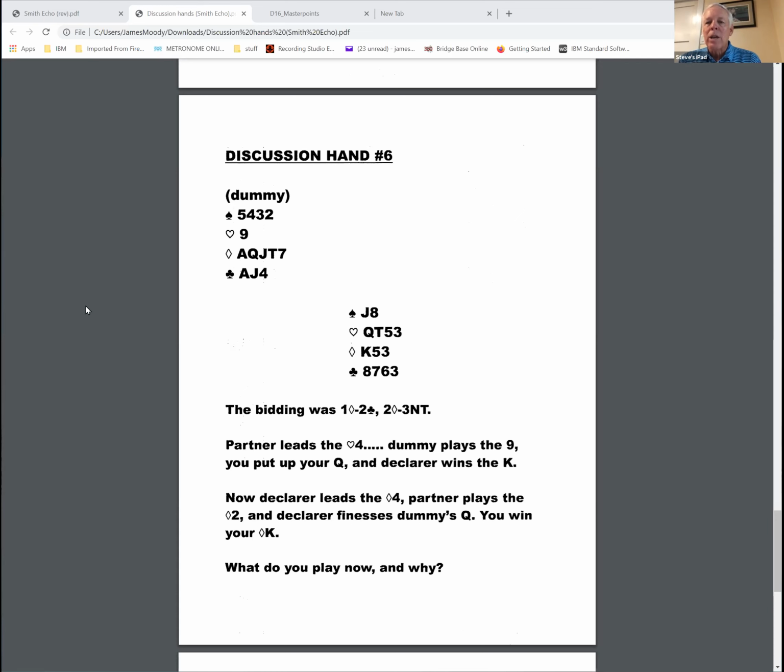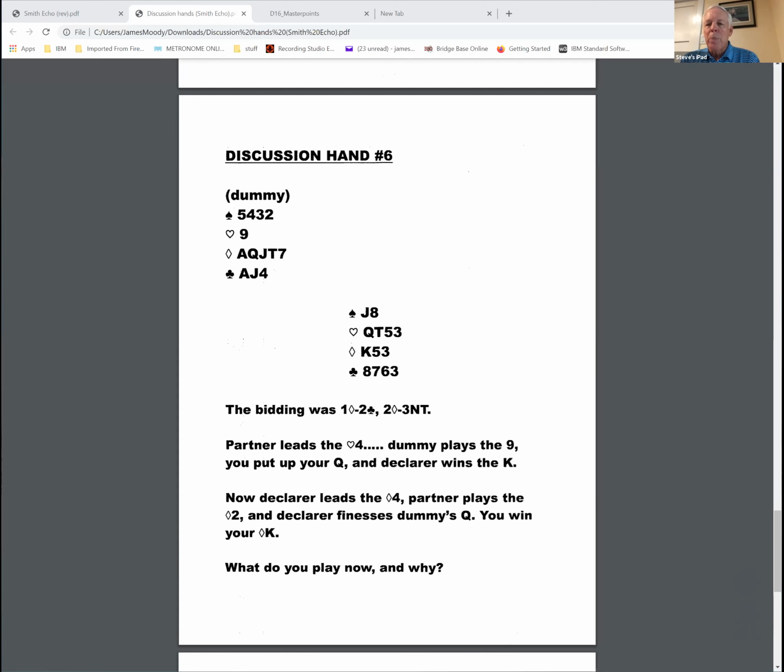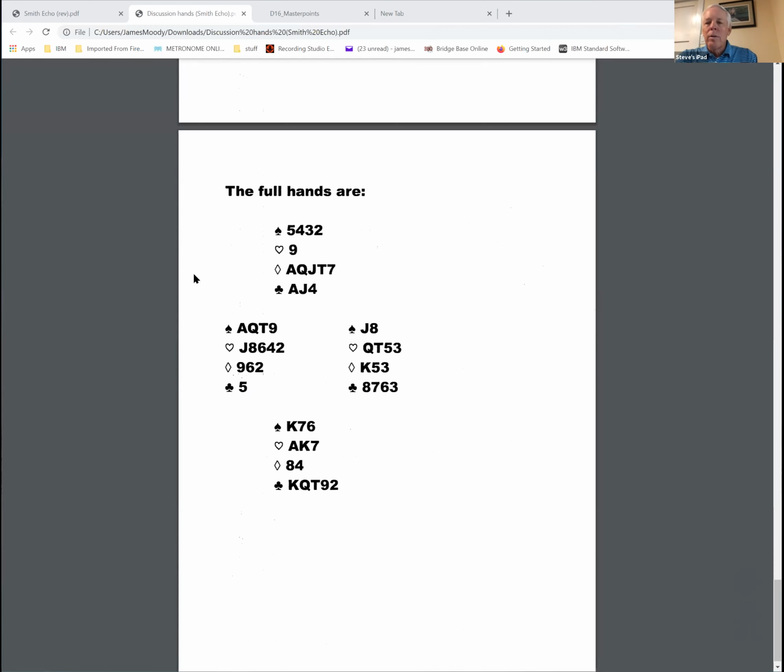Why is partner saying no to hearts? The only possible answer is that he wants you to shift to a spade. So you put the jack of spades on the table. And James, if you switch it up and show the full hand, here's the full hand. Bingo. Partner has wonderful spades. Declarer's king is on the guillotine, ready to be chopped off. And you're going to take the king of diamonds and 4 spade tricks, down 1. You never could have made that play if you didn't have Smith Echo to point you in the right direction.